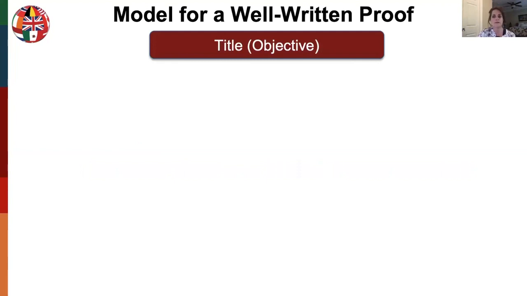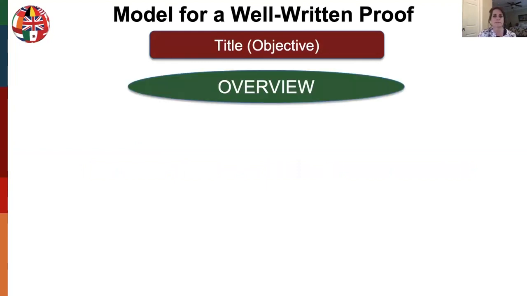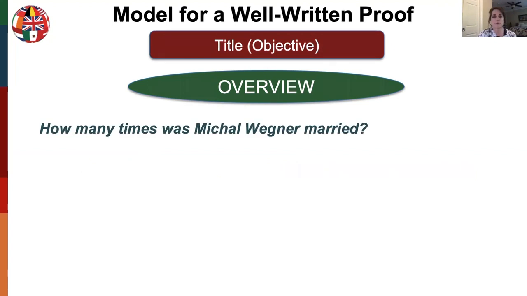The next element of the model is the overview. In the overview, the writer tells the reader any background information that they need about what the proof is going to cover. Here we have an example.